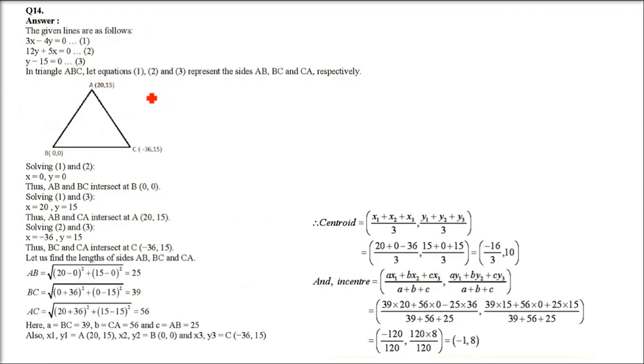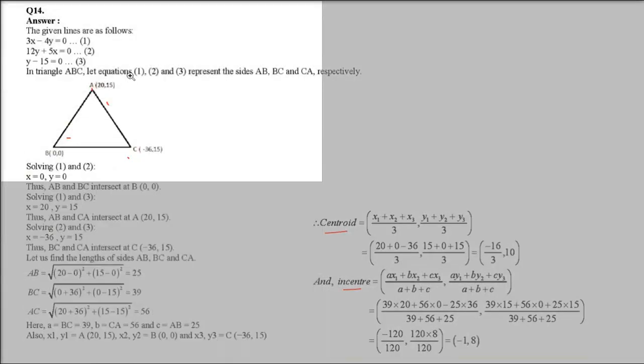Find the coordinates of the incenter and centroid of a triangle whose sides have these three equations. The centroid and incenter have formulas directly. We need to find the vertices, the corner points of the triangle, and then we have to find the distance, or the length of each side.